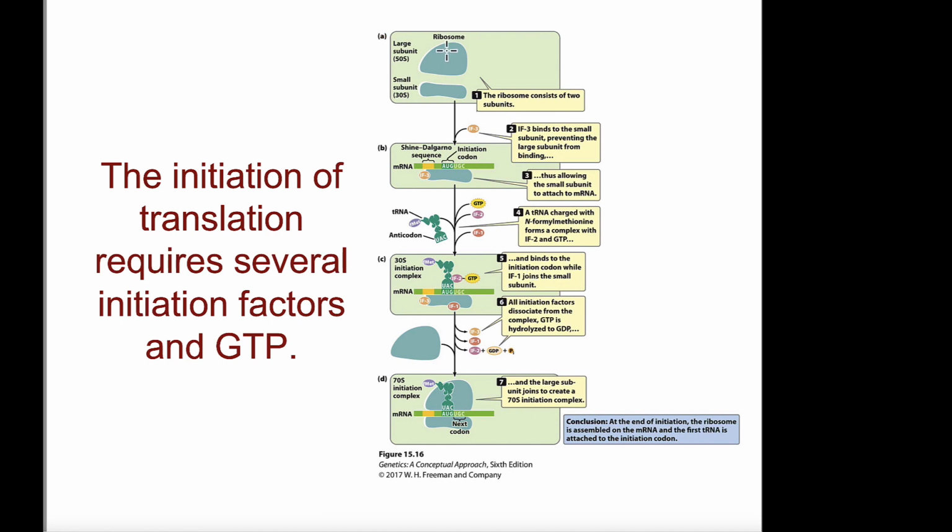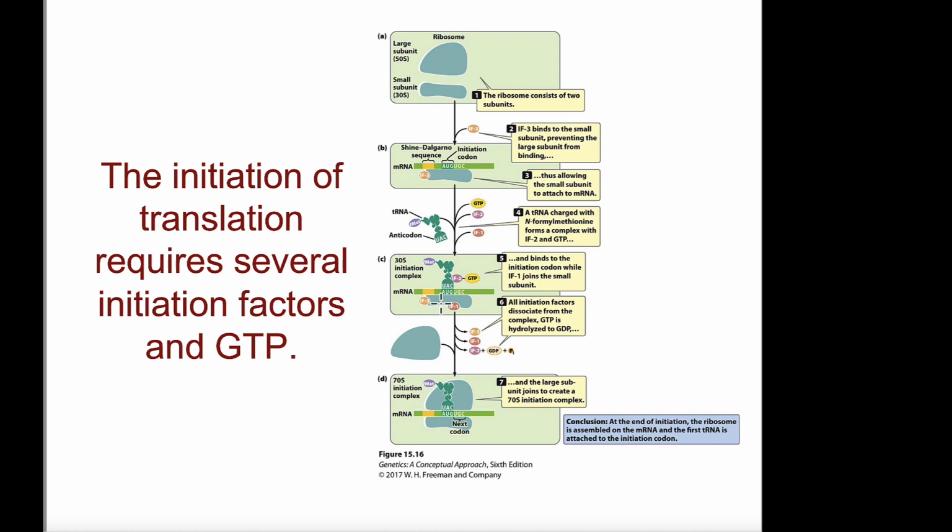So here you have the large subunit and the small subunit. This makes up the components of the actual 70S. Here you have the mRNA, and in the mRNA you have that Shine-Dalgarno sequence. You have the initiation factor IF3, which is bound to the small subunit, and it aligns with the Shine-Dalgarno sequence in the ribosomal RNA in the small subunit of the ribosome.